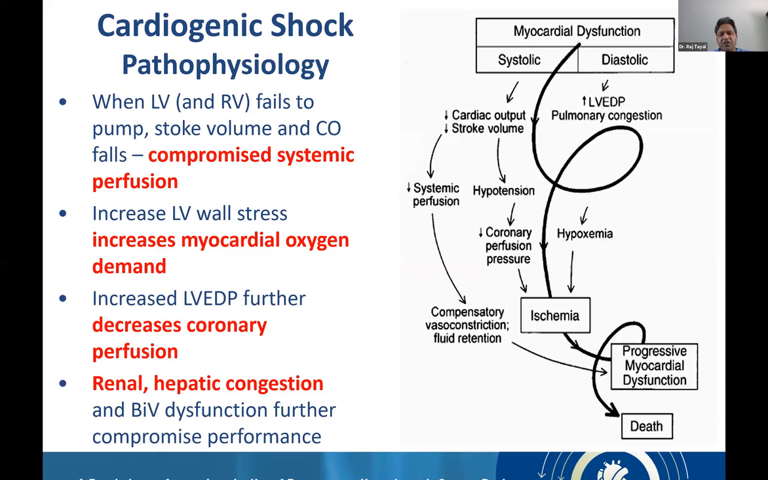dysfunction. So what we see initially is LV failure, which contributes to a decreased stroke volume, and cardiac output declines. Then you have increases in LV wall stress, which relates to increased myocardial oxygen demand. This further decreases coronary perfusion as the LV-EDP increases, and then subsequently results in renal and hepatic congestion as well as biventricular dysfunction and further end organ compromise.